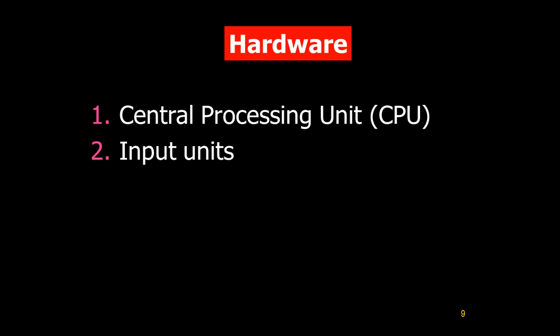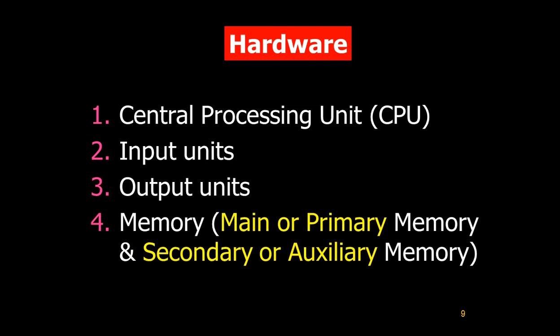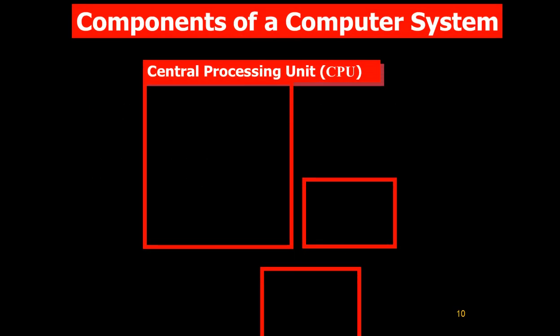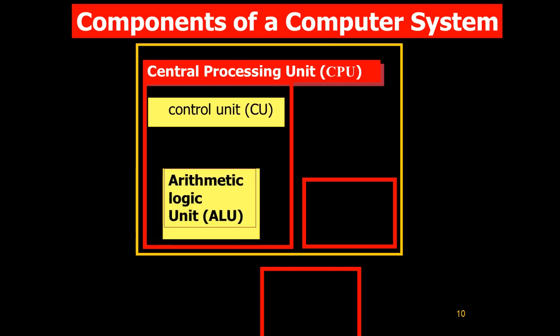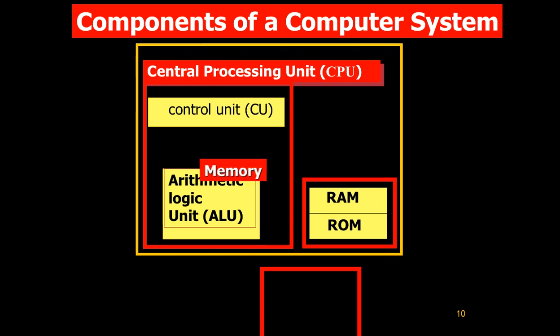Central processing unit, and other hardware parts which are very important to the processing of the computer. We have the central processing unit, input units, output units, and memory. These make up what is called the information processing cycle. Let's look at it in detail. Inside the processing unit we have the control unit, the arithmetic logic unit, and the memory, which consists of RAM and ROM.